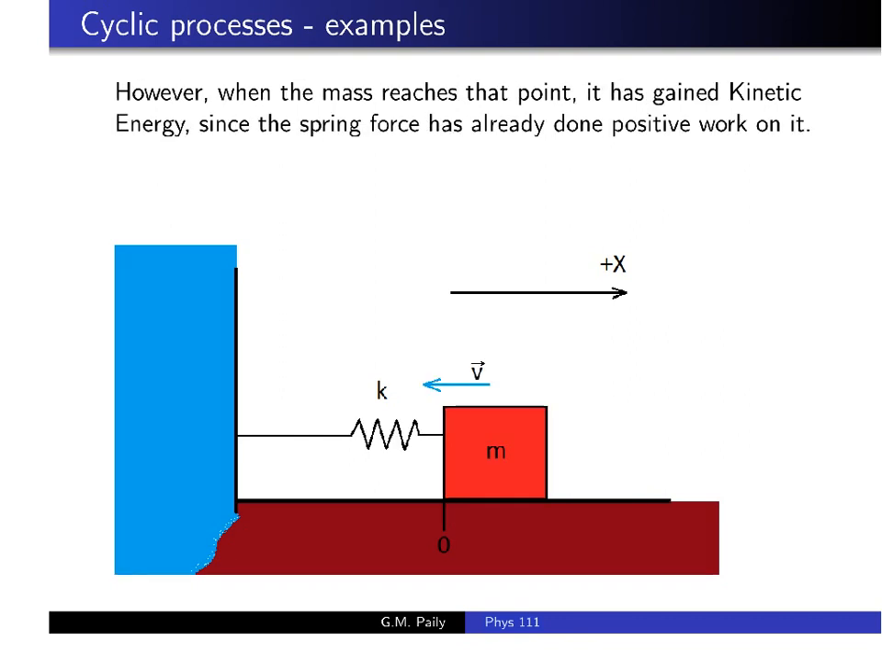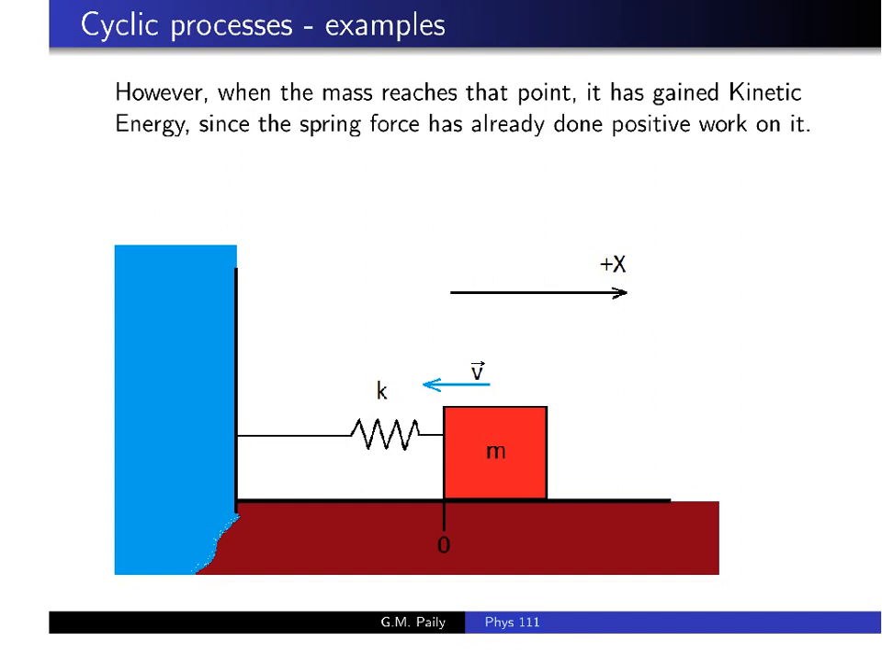Now we see by this point the mass has reached x equals 0, the spring is no longer stretched, but the mass has built up some kinetic energy because the spring has been doing positive work on the mass. The force was pointed to the left and the displacement of the block was also to the left, the velocity was to the left. Since they both point in the same direction, the spring force is doing positive work on the mass, and the mass builds up kinetic energy.